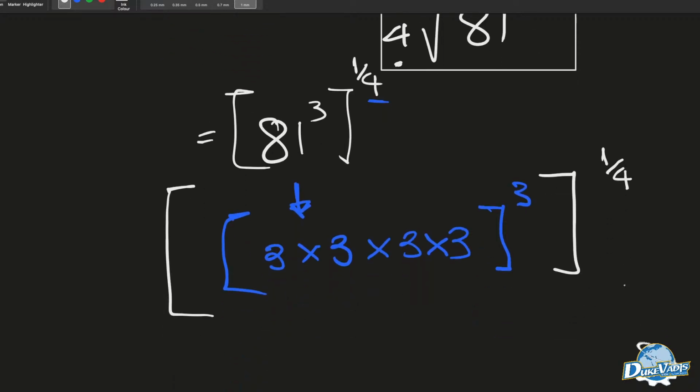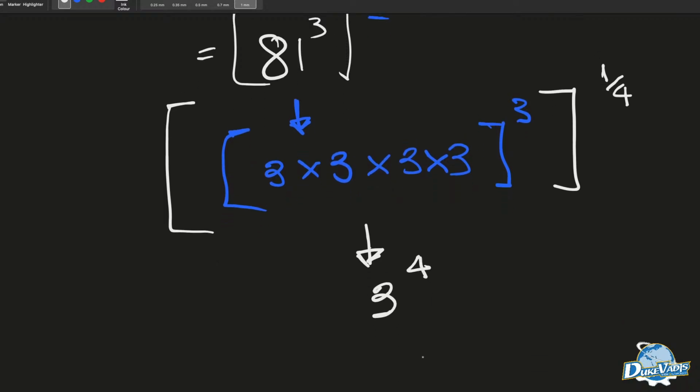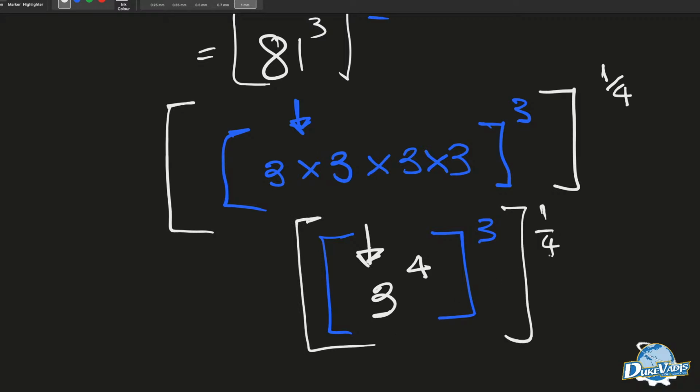Friends, so what do we do? We can further write this expression here as 3 raised to the power 4. And if it's 3 raised to the power 4, then don't forget we have cube sitting on top of it. Then also we have our 1/4 out of the whole expression. Friends, life can be very easy if we know how to factorize. So now we are going to factorize the expression above.